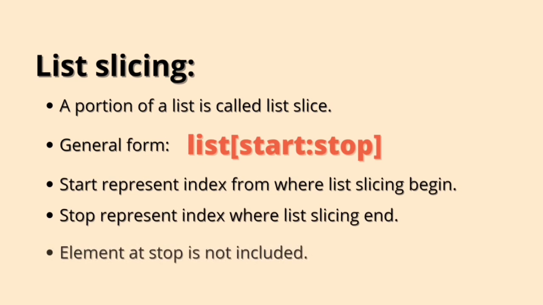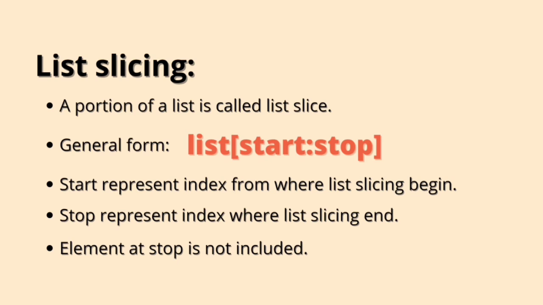List slicing. A portion of a list is called a list slice. The general form to slice a list is list followed by start colon stop in square braces. Start represents the index from where the slice begins and stop represents the index where the slice ends. The element at stop is not included.